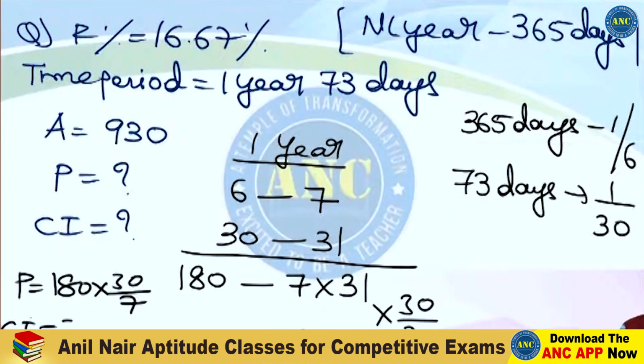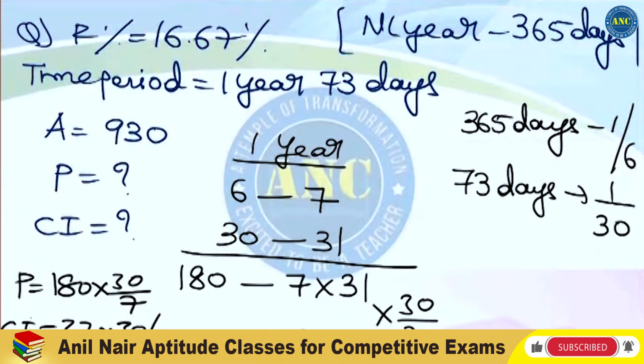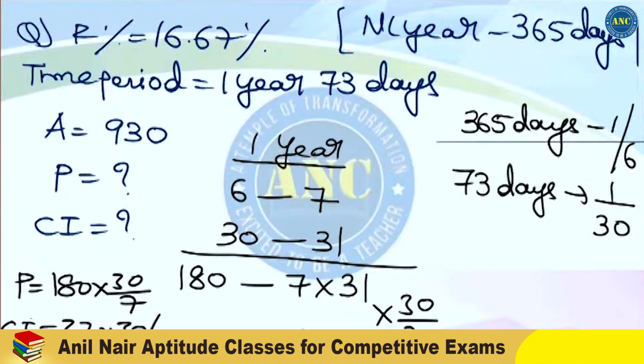Compound interest is 180 and 217. Extra is 37 into 30 by 7. I hope you have clearly understood how not to use any formulae for any of these questions.